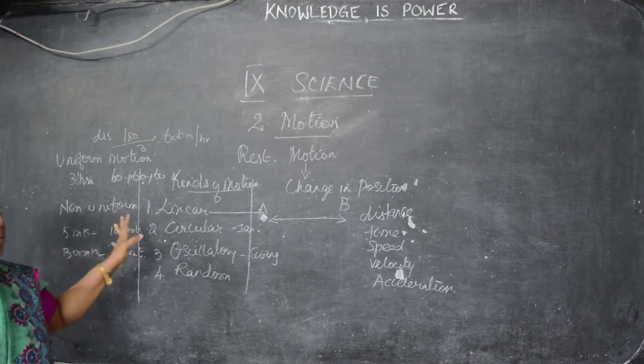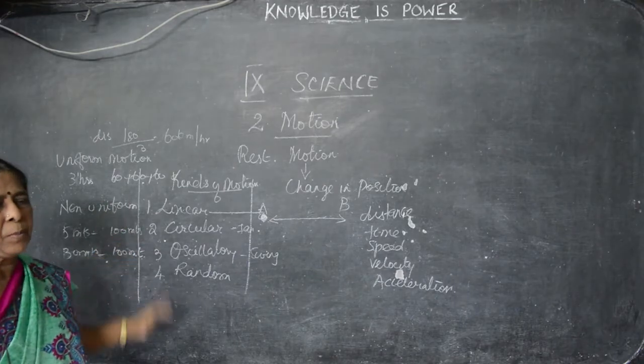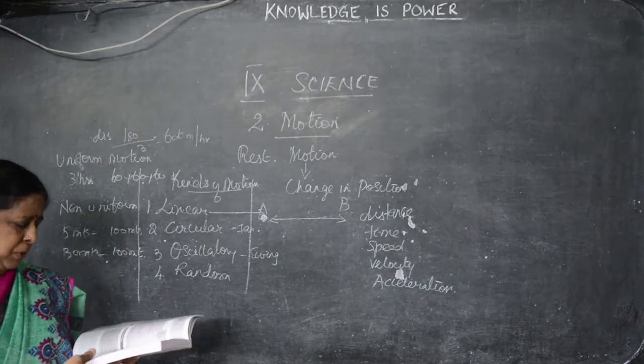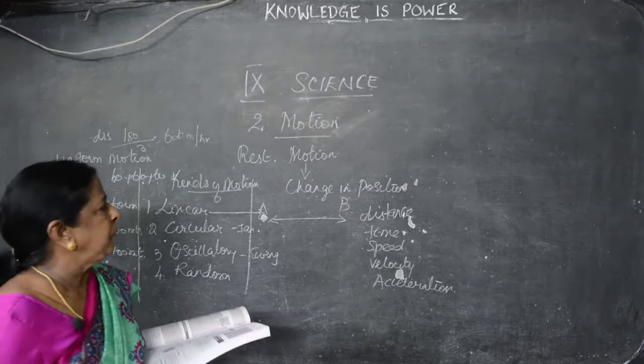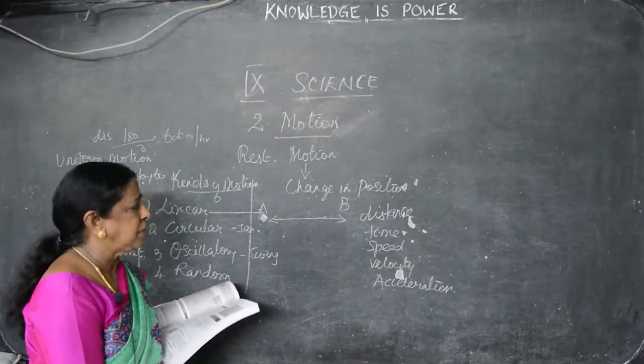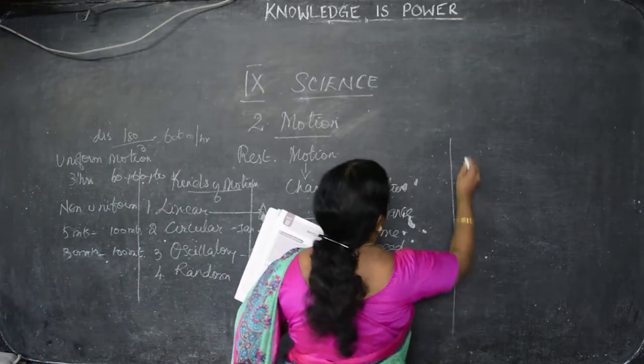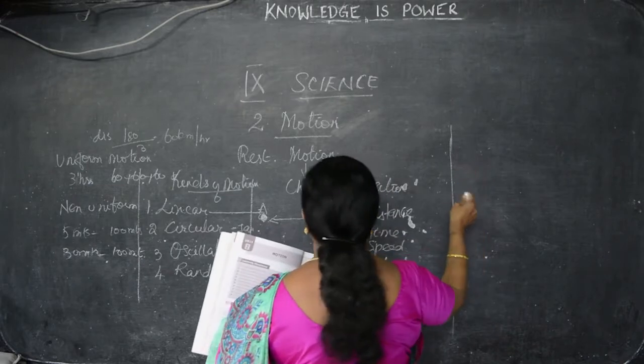So there are two kinds of motion, uniform and non-uniform. We have seen examples of what uniform motion is and what non-uniform motion is. Clear? Now we have to see what distance and displacement are. There is a difference between distance and displacement. We will see what is distance and what is displacement.